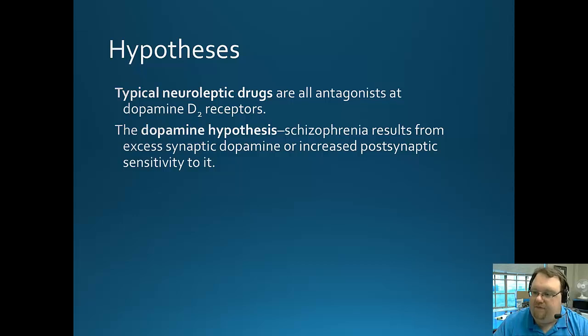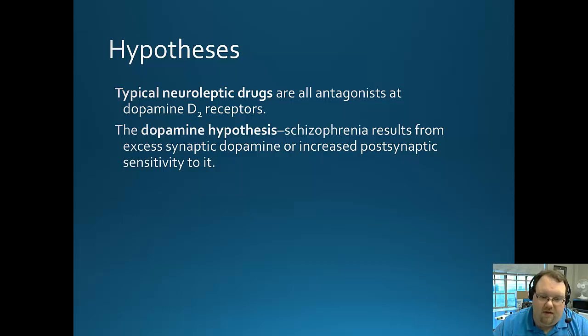So all of your typical neuroleptic drugs, these are the first generation of antipsychotics we're going to talk about, are all antagonists of the dopamine D2 receptor. So this also leads to the dopamine hypothesis. And so the thought is that schizophrenia results from excessive synaptic dopamine or increases in postsynaptic sensitivity to it.